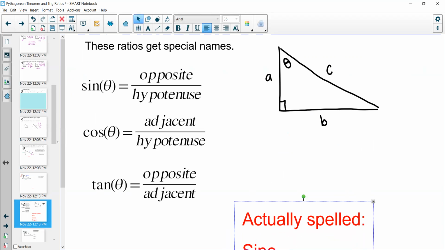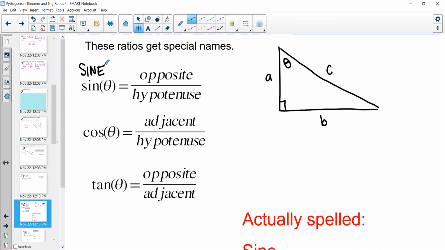These ratios of the sides and the relationship between the angles have special names. So the ratios between the angle and the sides are called sine, cosine, and tangent. Now they're abbreviated this way, but we actually write them. Sine is spelled S-I-N-E. I know it looks like sin, but it's spelled sine. We have our cosine, and then we have our tangent.